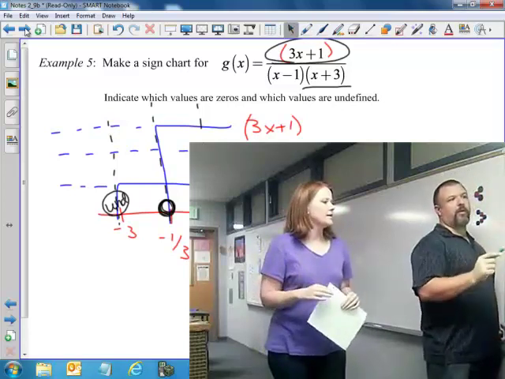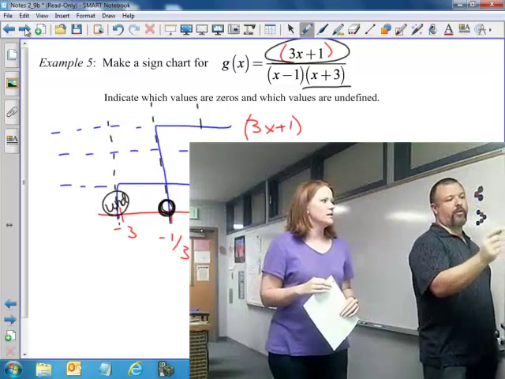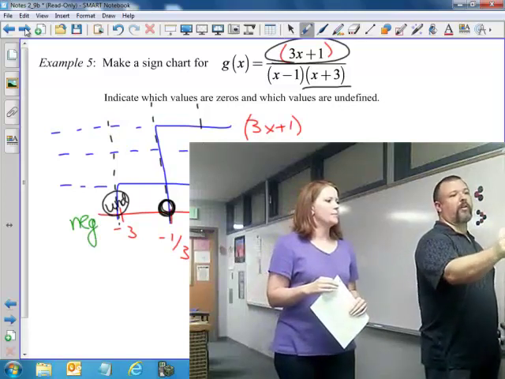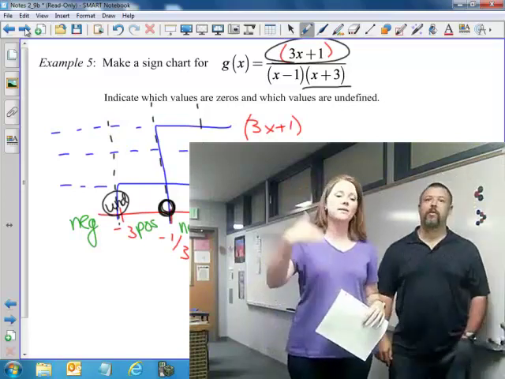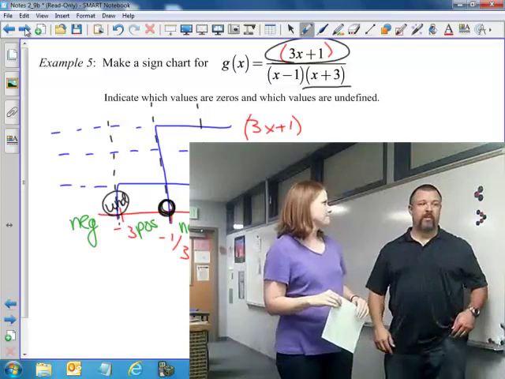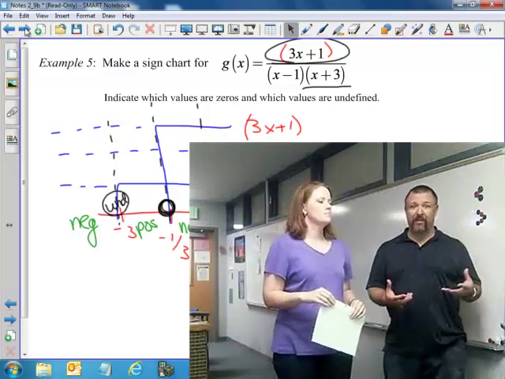Negative, negative, negative. Negative here. Negative, negative, positive. Positive here. Negative here. Positive here. So we have now created our sign chart, including the top and the bottom, and zeros and undefineds.